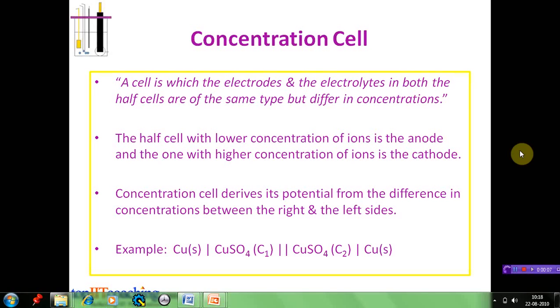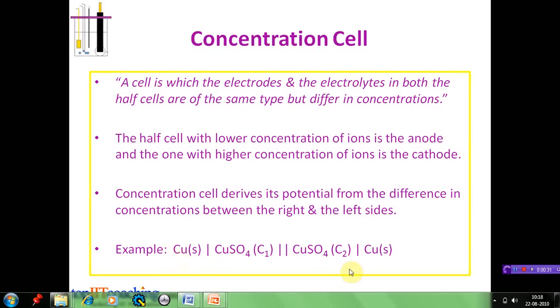The first type of the cells is the concentration cell, in which the electrodes and the electrolytes in both the half cells are of the same type, but they differ in concentrations. The half cell which has the lower concentration of ions is made the anode, and the one which has the higher concentration of ions is made the cathode. The concentration cell derives its potential from the difference in the concentration between the two sides of the cells.